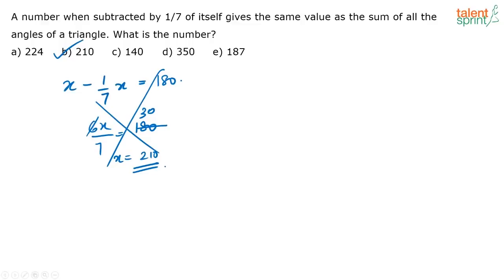Or what is the number that you are looking at? 6 by 7th of the number. So 6 by 7th of the number is equal to the sum of angles of the triangle, which is 180, or x is equal to, solve, that's all.